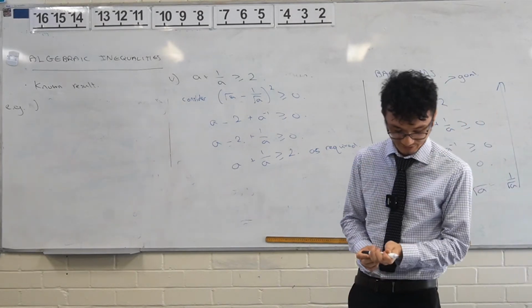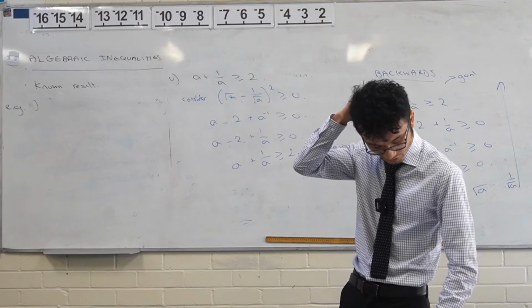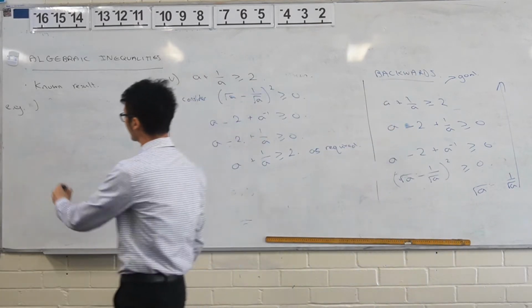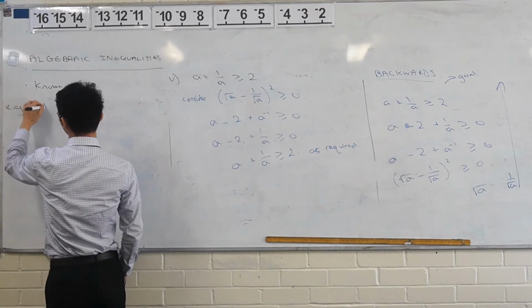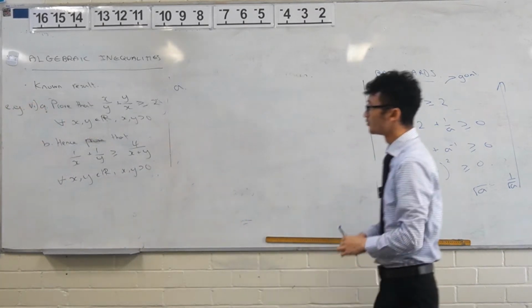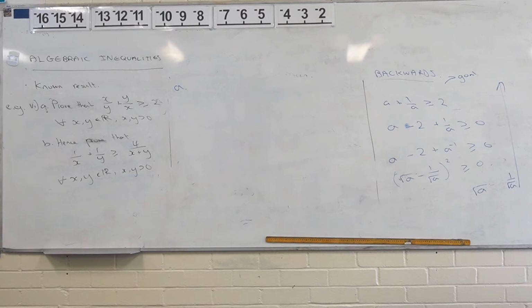Are we doing LHS minus RHS? Do we use known results? What other options do we have? Have a look at this one. Example 6. Prove that something is bigger than or equal to something.